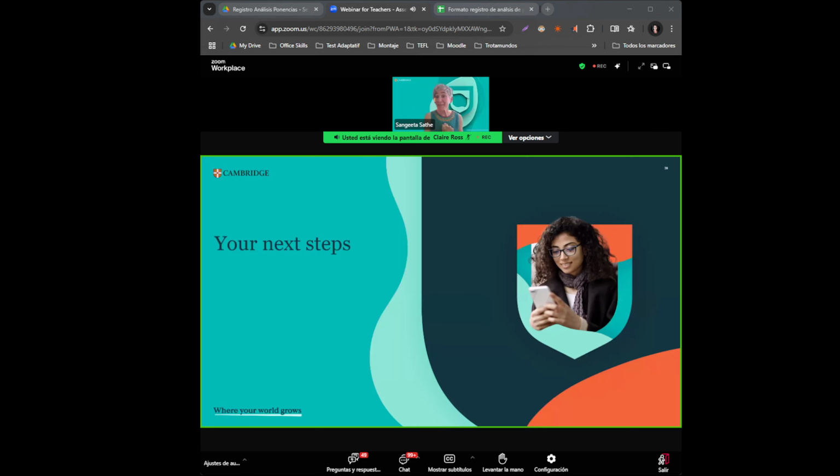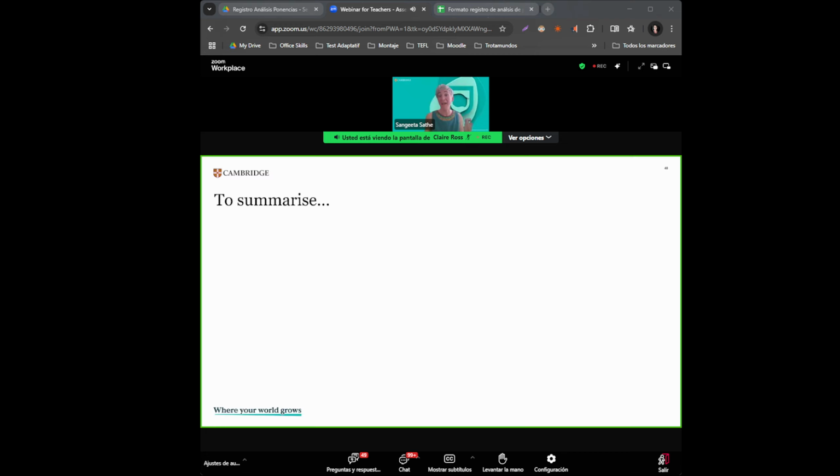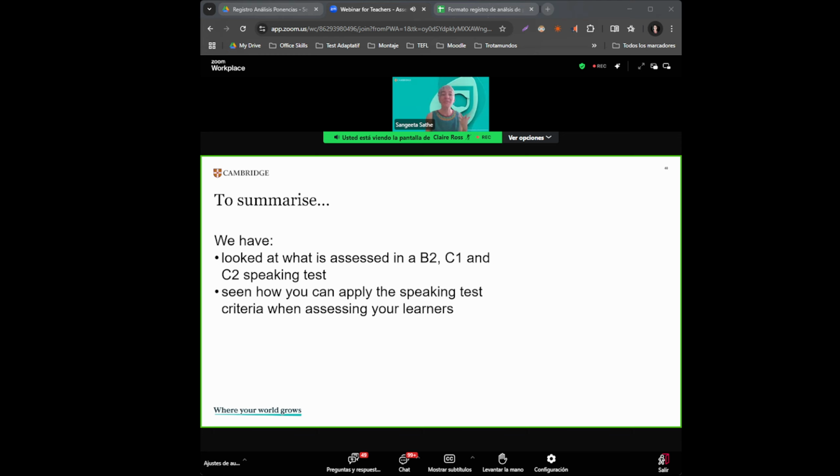Okay, so what are you going to do next? Let's have a think about what we've done so far and what the next best steps are for you. We have looked at what's assessed in a B2, a C1 and a C2 speaking test. We've seen how you can apply the speaking test criteria when you're assessing your learners. And we've also tried some different activities to help develop the various aspects of speaking skills.